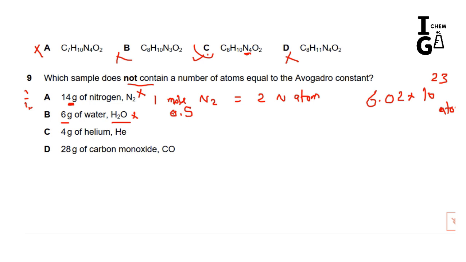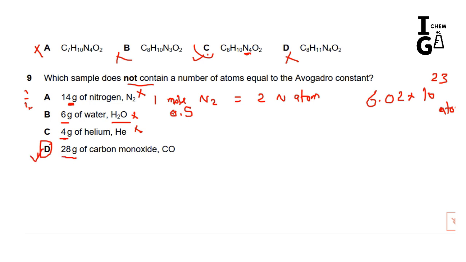You know, helium here has a single atom. The molecule has a single atom already, He, and from the periodic table you find that the mass of helium is 4 grams already. So this 4 gram means it's 1 mole. So 1 mole contains 6.02 times 10 to the power 23. So this is also not the correct answer. So the correct answer should be letter D, and we can do it together.